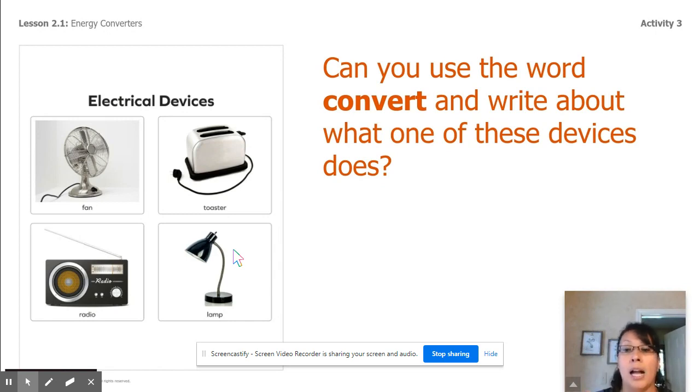For example, I have already done the first one for you. I'm going to do it again, okay? The fan converts electrical energy into motion energy. So I want you to stop at this point in the video, and I want you to write the word convert, and then talk about the toaster and the radio and the lamp.